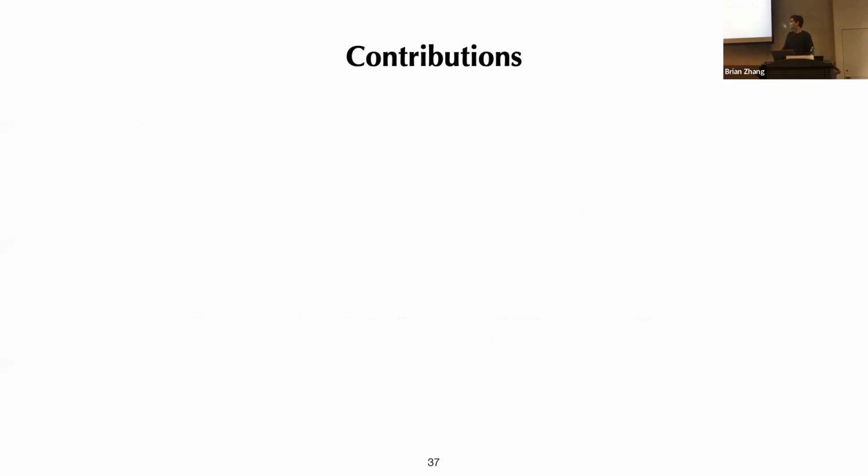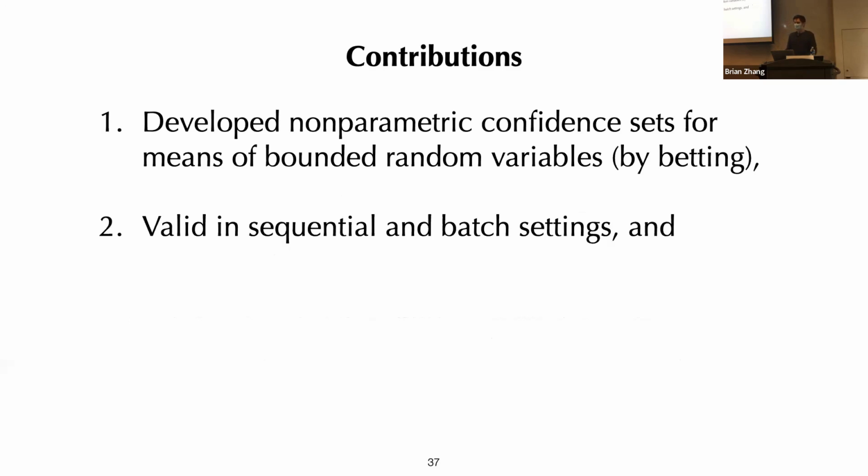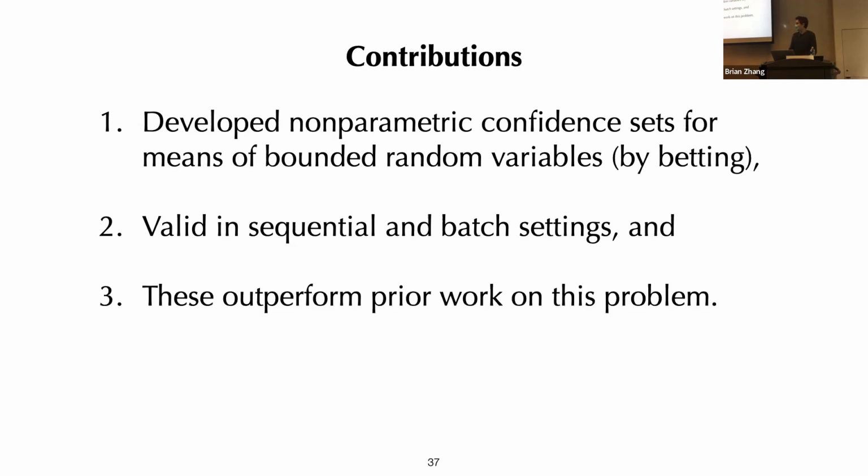So here are the main contributions of this work. As I wrap up, we developed these non-parametric confidence sets for means of bounded random variables. And to do this, we use this betting intuition. But the correctness, of course, was through using martingales and Ville's inequality and things like that. They're valid in both sequential and batch settings, but we can use the sequential ideas in the batch settings to get tighter confidence intervals. They outperform the prior work that we compared to on this problem in sometimes very significant ways.